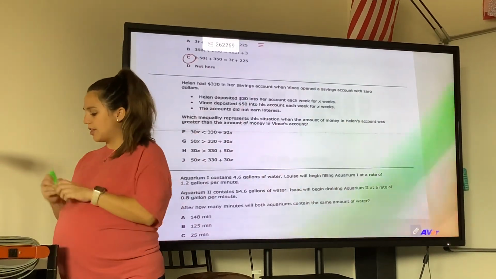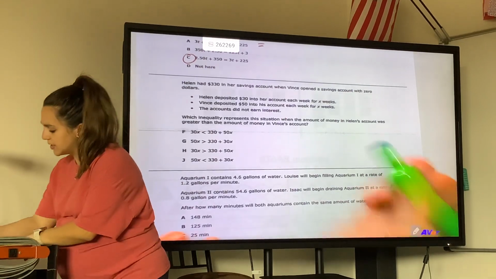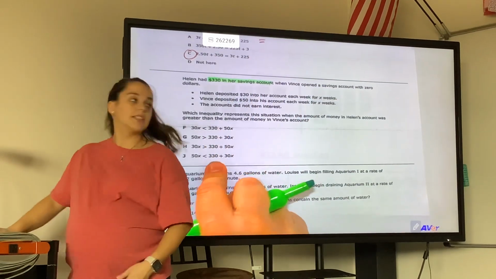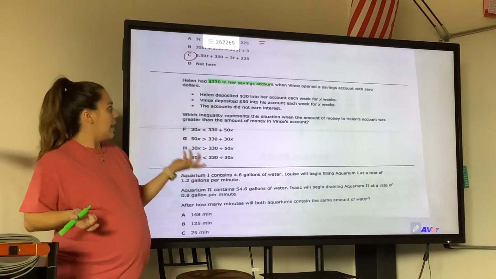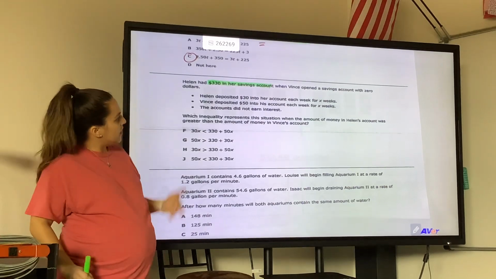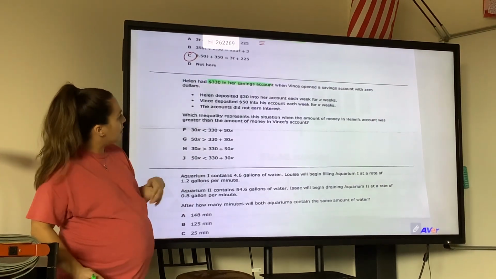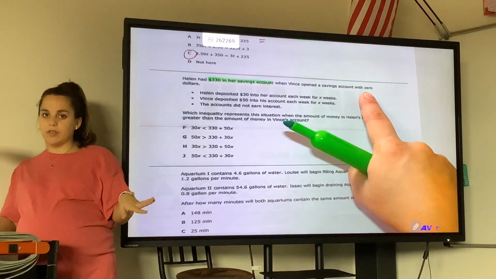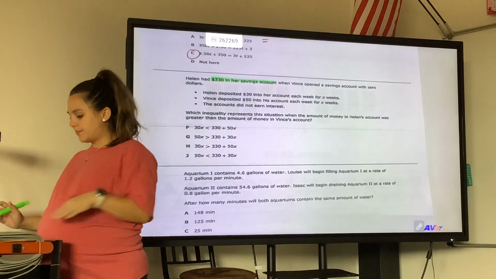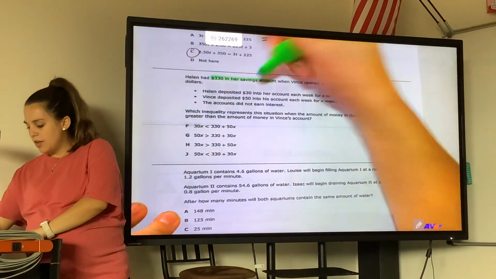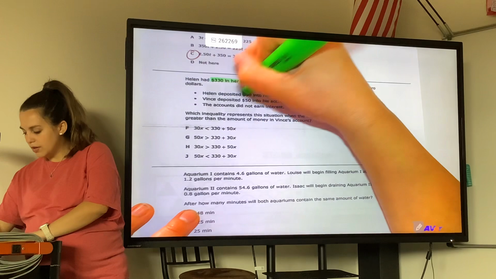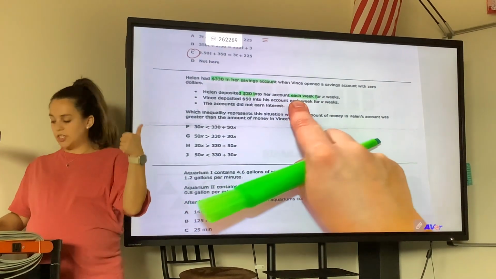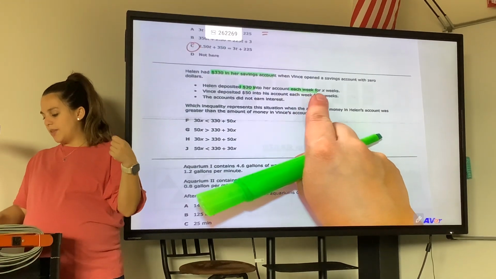This one says Helen had $330 in her savings account. I can tell that's an important number because all my answer choices have $330. It says that's what she had when Vince opened his savings account with $0. So he didn't start off with money, but she already has money. It says Helen deposited $30 into her account each week. That's probably important. I remember the word each in the question before usually means multiply. Then it says for x weeks.